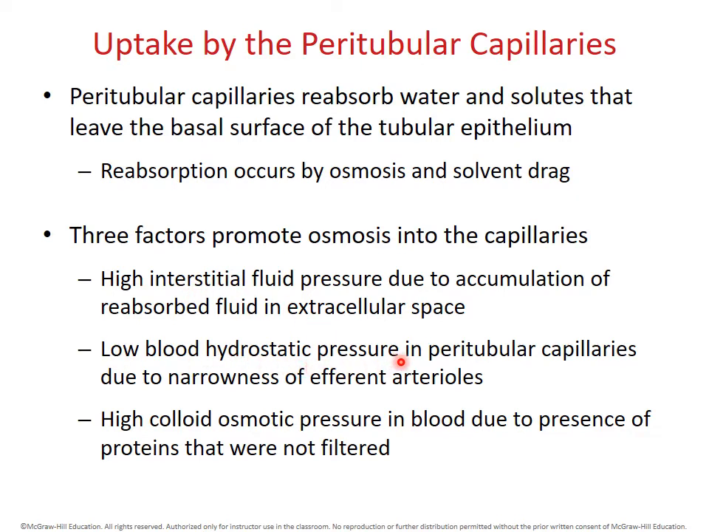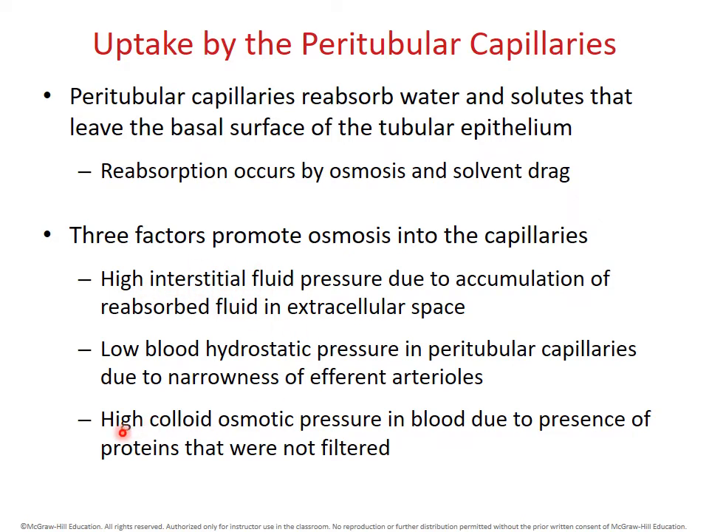Remember also, in the peritubular capillary itself, you've got a very low blood pressure, and that low blood pressure is due to the bottleneck created by the efferent arteriole as it drains blood out of the glomerulus. Remember, it is more narrow than the afferent. It is capable of being constricted, and so that narrowness of the efferent arteriole means low blood pressure in the peritubular capillaries. That also creates a favorable gradient compared to the high pressure in the space around it.